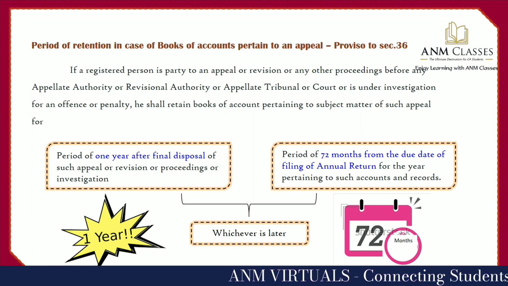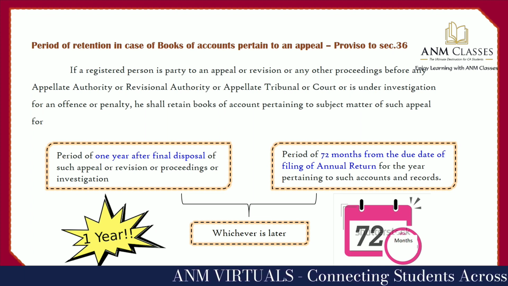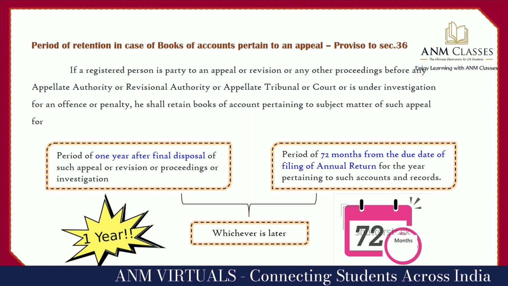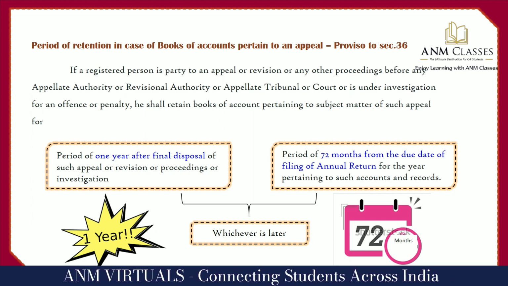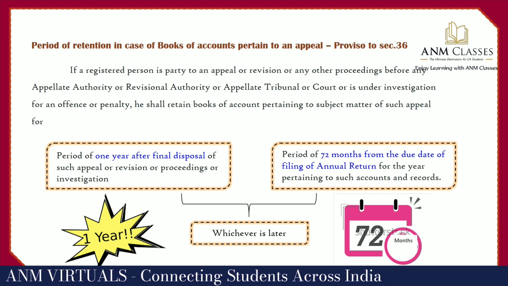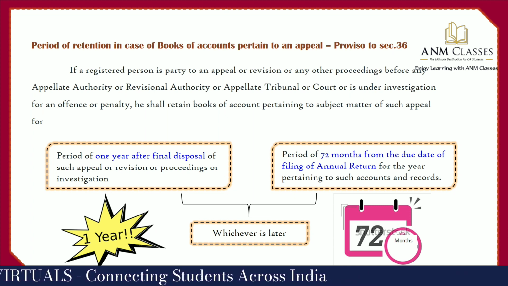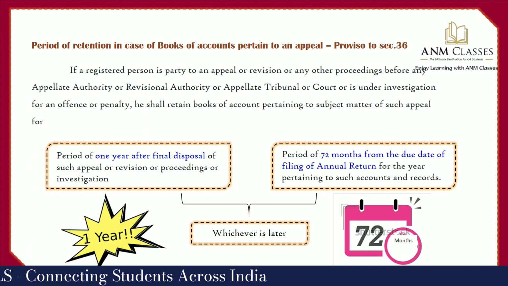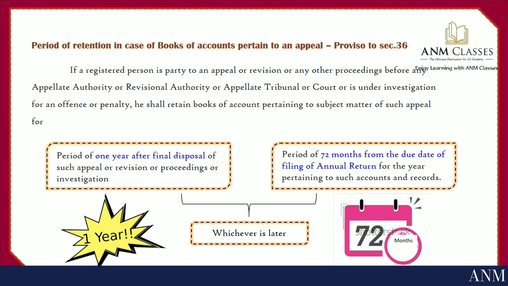Period of retention in case of books of accounts pertaining to an appeal. This is the proviso to section 36. General books of accounts have to be maintained for a period of 72 months from the due date of furnishing the annual return. How many years? 6 years basic. In between, if you take the books of accounts for appeals, then how many years must you maintain them?